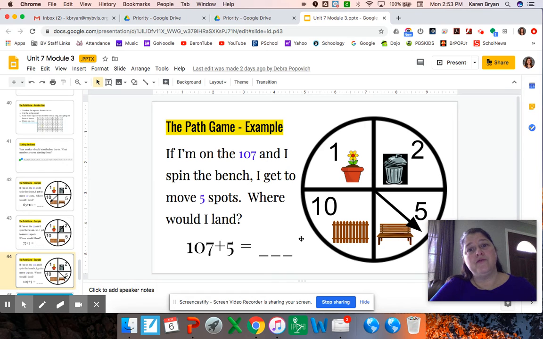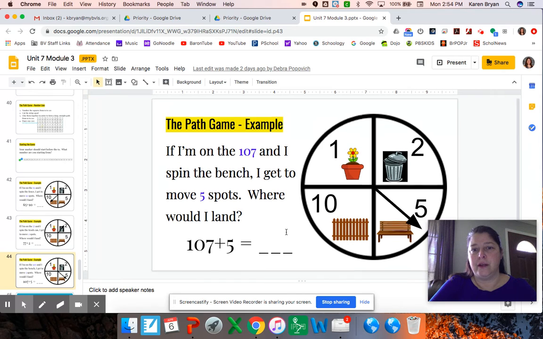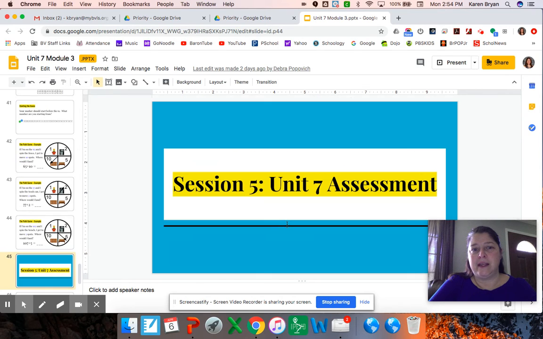If I'm on the 107 and I spin the bench and I get to move 5 spots, where would I land? So this might be tricky just to go those 5 spots. But I want you to look here. Remember, we have 7 ones. We have 5 ones. If we can add that together, we get 12. And then we would add that to 100, 112. Good. Remember, some of those getting to teens numbers are a little bit harder to get to.